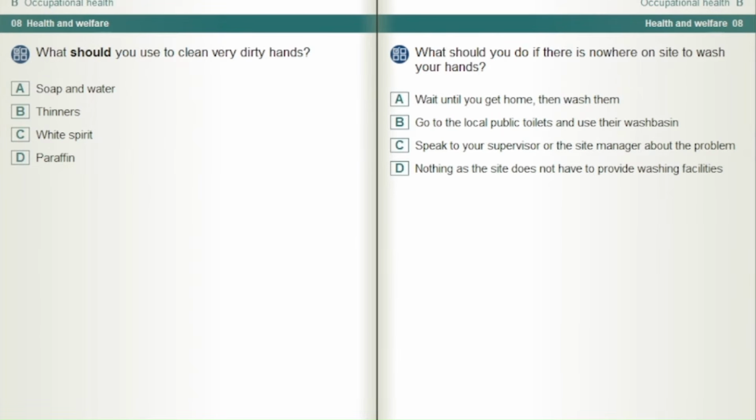What should you use to clean very dirty hands? Soap and water. Thinners. White spirit. Paraffin.